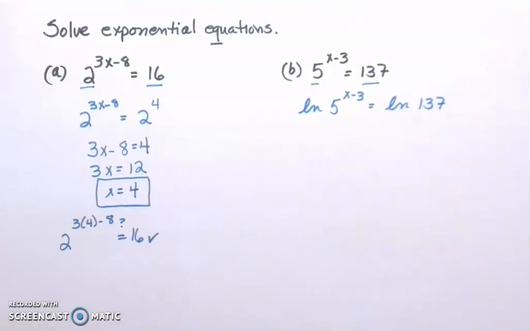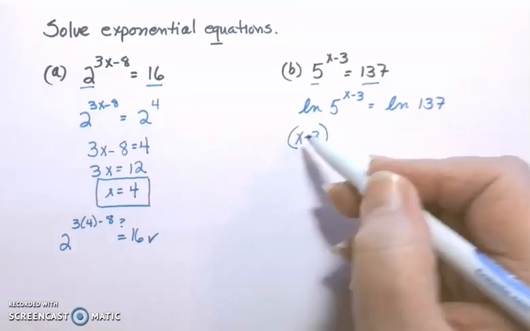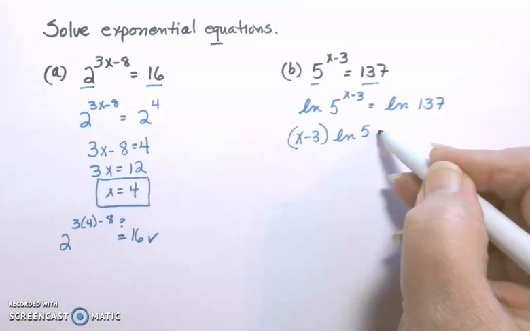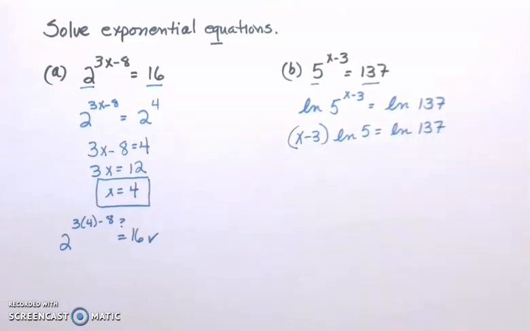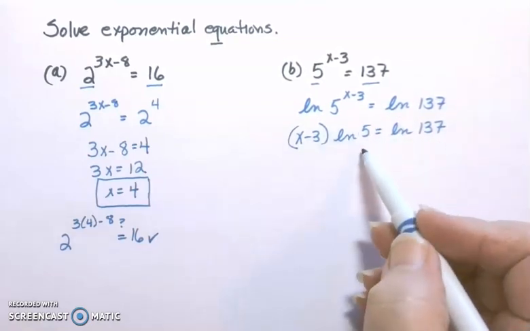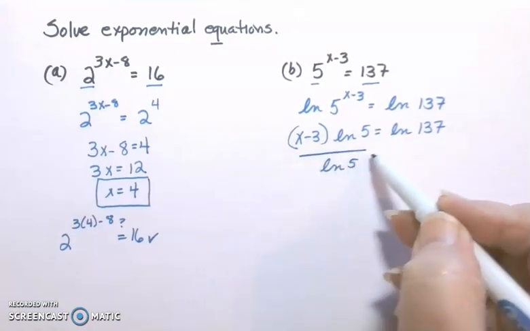And then I want to use the properties of exponents to rewrite the left side of this equation so I don't have an exponent. So that becomes x minus 3 times the natural log of 5 equals the natural log of 137. Now remember, my goal here is to solve this equation, so I'm looking for x equals. So now I have x minus 3 times the natural log of 5. Well, let's divide everything by the natural log of 5.